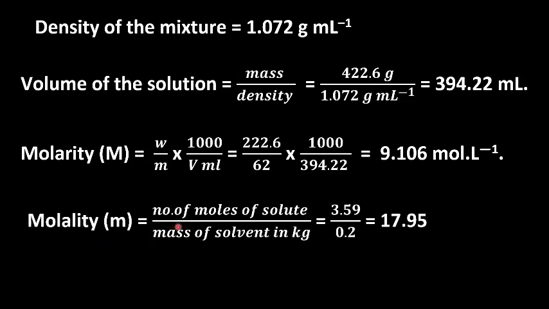Molality is equal to number of moles of solute by mass of solvent in kilograms. That is, number of moles of solute is 3.59 by mass of the solvent in kilograms, 0.2. Therefore, it is nothing but 17.95 mole per kilogram.